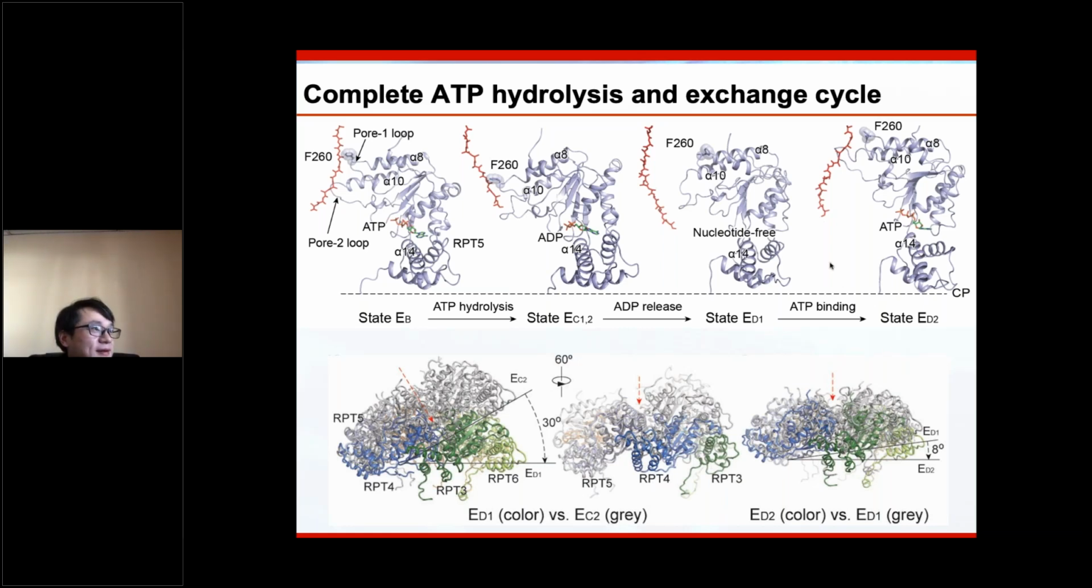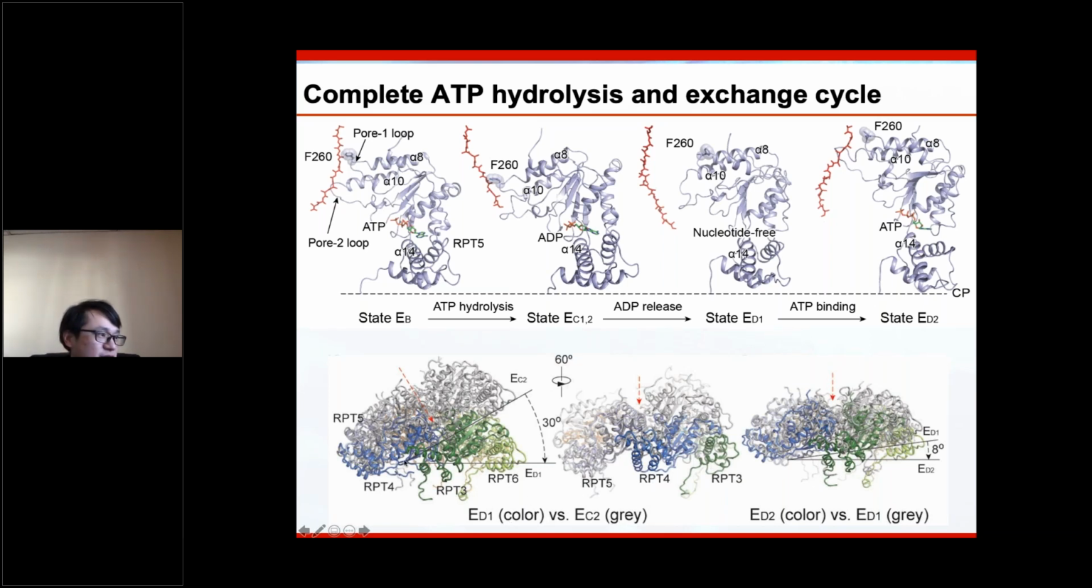So at least from the EB state to ED2, for RPT5, we can really see that a single nucleotide undergoes 3 types of processing. First it is hydrolyzed, then ADP is released, and then this pocket rebinds ATP. So it's a full cycle of ATP hydrolysis and exchange, and then you can measure the conformational change over the whole process.